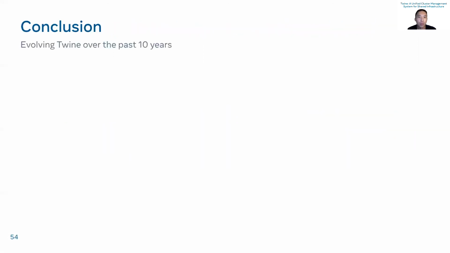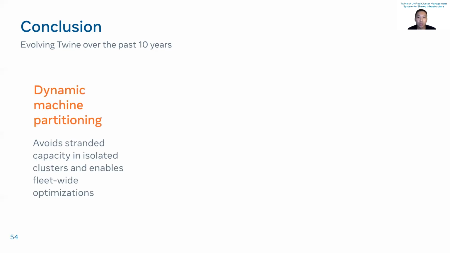In conclusion, we have been evolving Twine over the past 10 years. We made 3 key design decisions that distinguish it from other cluster management systems. We dynamically partition machines in a data center region instead of using static clusters. This allows us to avoid stranded capacity and perform fleet-wide optimizations at the region level.